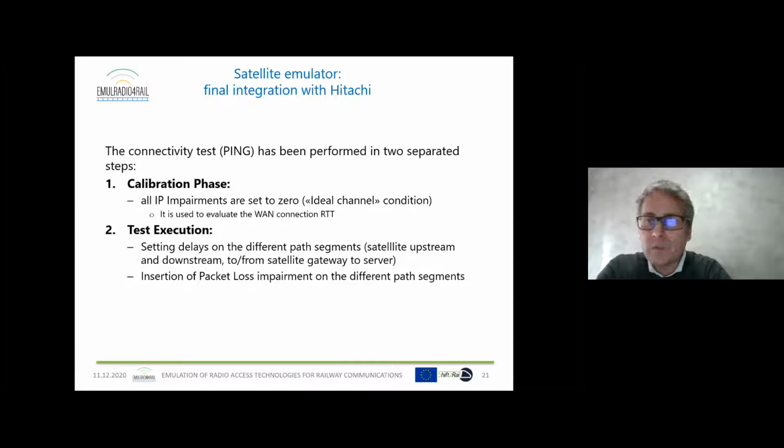This phase is very important in order to measure the additional latency, the additional delay coming from the wide area network connections due to the remote connection, of course. The second phase is the test execution, where we're setting delays on the different path segments, both in upstream and downstream, to and from the satellite gateway to the server, and during the test execution we were able also to insert a packet loss impairment on the different path segments, also at runtime.